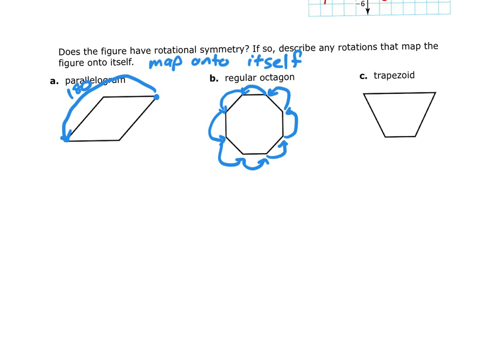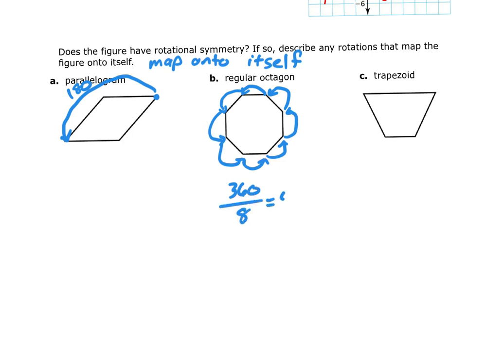Anybody want to take a guess on how I would get 45 degrees here? Where would 45 degrees come from? What would be a full rotation? 360, right? If I just take this and turn it all the way around, it's 360. What were you going to say, Zandy? 360 divided by 8, because there's 8 sides. That's exactly right.